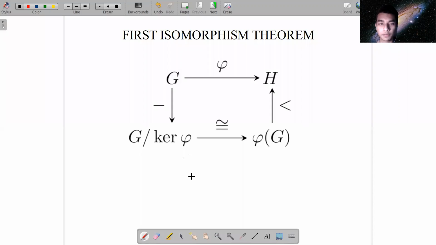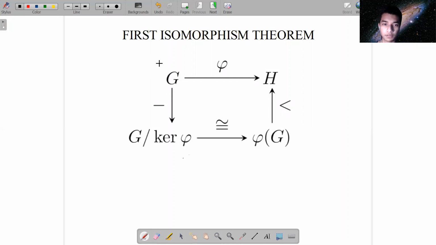Today, I would like to share with you a beautiful result in group theory known as the first isomorphism theorem. This is a result relating groups and homomorphisms between them, and is summarized here with this commutative diagram. So let's break it down.